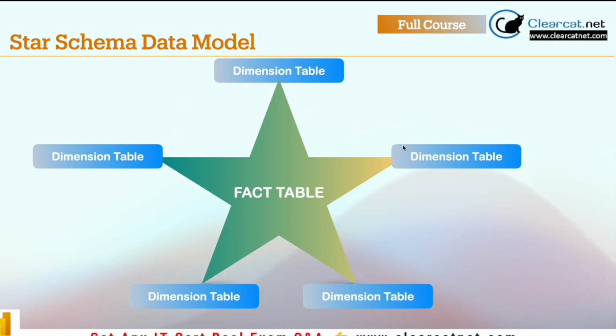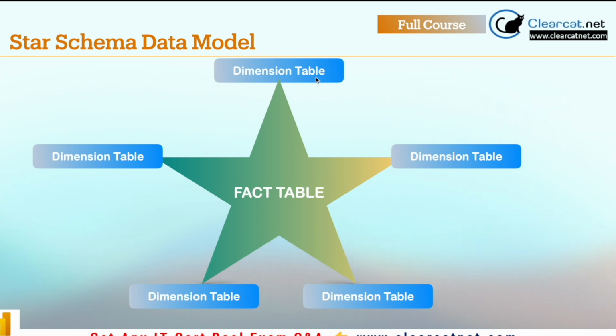So this is the main concept behind the star schema model. In the center, we have a fact table which may contain a number of foreign keys, which will be the primary keys of the dimensional tables, and our fact table will be surrounded by a number of dimensional tables.